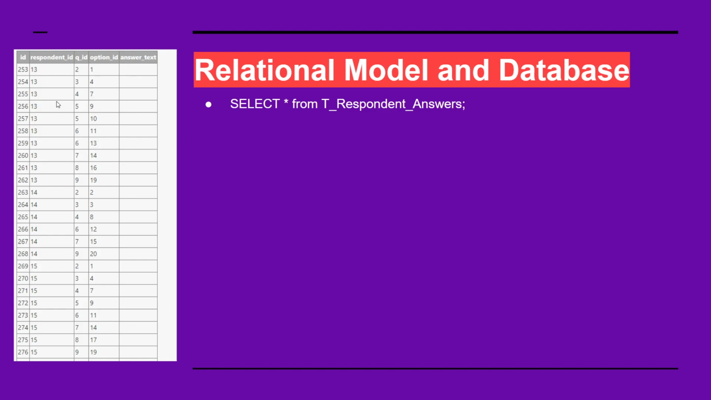So then this table, as we explained in the earlier ER diagram, this table will store the respondent ID. Then for that respondent, ID number 13, that person for question ID 2 has selected option 1. Then same respondent ID, that person for question number 3 has selected option number 4. Respondent ID 13, same person for question number 4 has selected 7. So respondent ID 13, 13, 13 means one person taking the survey. Then respondent ID 14, 14, 14 means another person.